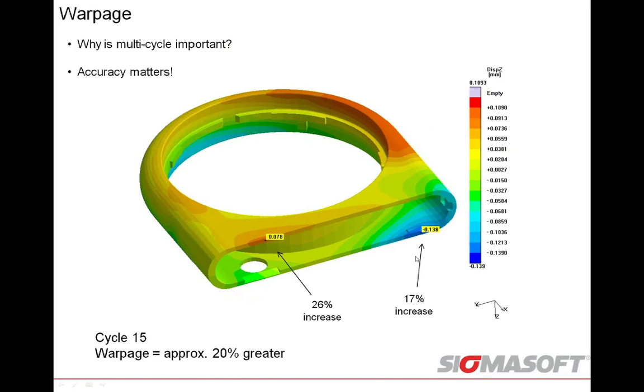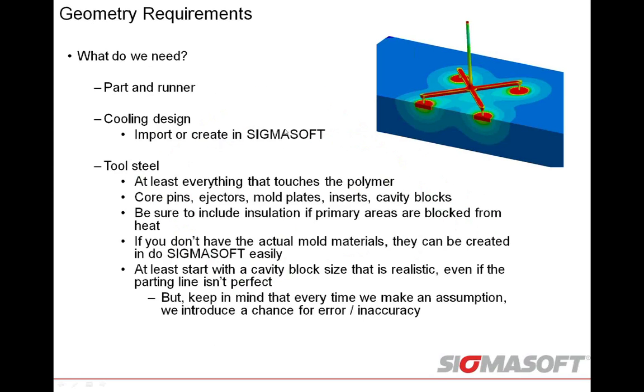And of course, if you take those two combined, the overall distance from cycle 1 to cycle 2, we're looking at a 20% greater warpage prediction after 15 cycles as we were after 1 cycle. So again, very important, especially for high tolerance parts, to look at the impact on really the final part quality. And again, with SIGMASOFT, calculate more and assume less. If we have this geometry, why not simulate it?